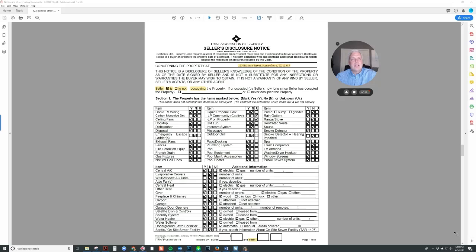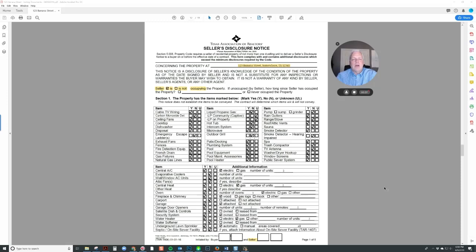This is the seller's disclosure notice that is on screen here, and this is part of the listing agreement. This is the form that the seller will fill out in relation to their property. This shows the condition of the property to the best of their knowledge.